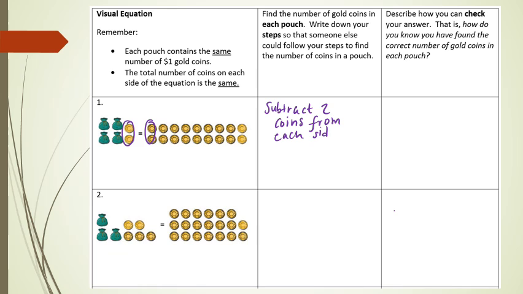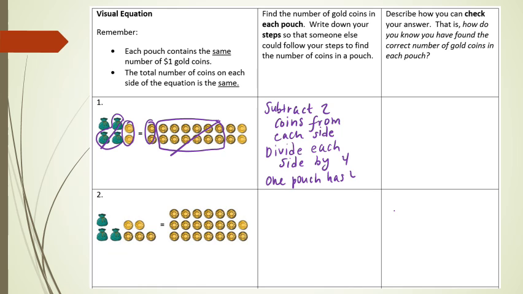And then, since I have 4 pouches left and 16 coins, I'm going to divide the number of coins by the number of pouches. So 4 divided by 4, I'm left with just 1, and 16 divided by 4, I'm left with 4. That tells me that one pouch has 4 coins.